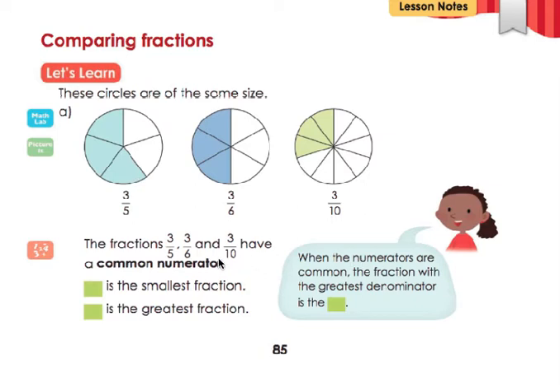So, like here, they are telling you in these fractions that they have a common numerator, the same number, 3, 3, 3, but a different denominator. The greatest denominator is the smallest. When the numerators are common, the fraction with the greatest denominator is the smallest fraction.